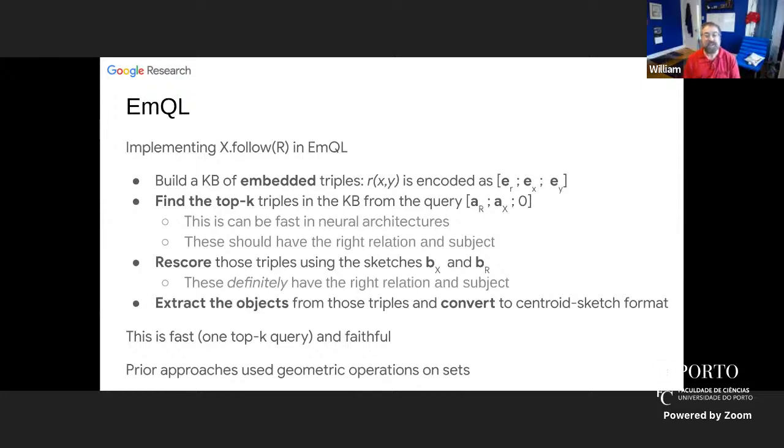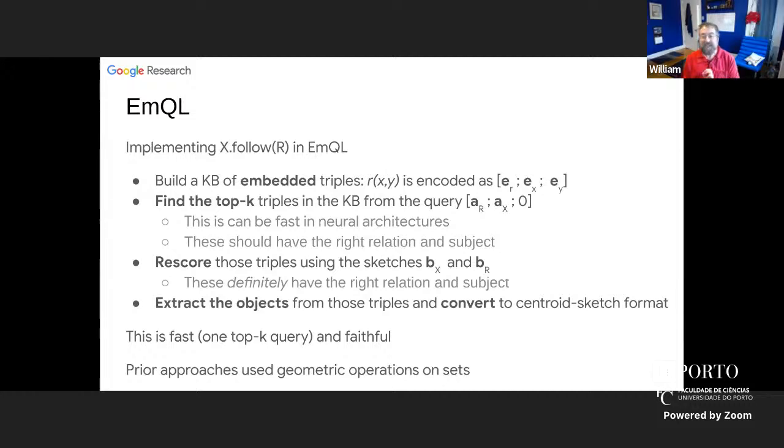Then to query this, I construct a query which has a representation for the relation and the subject entity as a set, in other words, as a centroid. So I'm finding all the things that are close to that centroid. I find the top k things of those. Again, that should be fast. It's relatively accurate, but if you want to make sure it is really accurate, then you can use the centroids for x and for the relation.